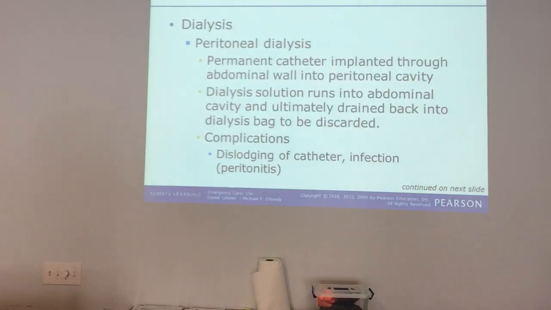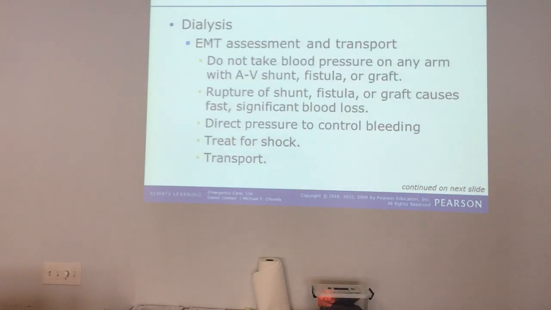Peritoneal dialysis is a little bit different. They have a permanent catheter implanted through the abdominal wall into the peritoneal cavity. The dialysis solution runs into the abdominal cavity and ultimately drains back into the dialysis bag to be discarded. Complications are dislodging the catheter and infection. They're doing these at home, so that may be something you can see at home sometimes and have to take them out.